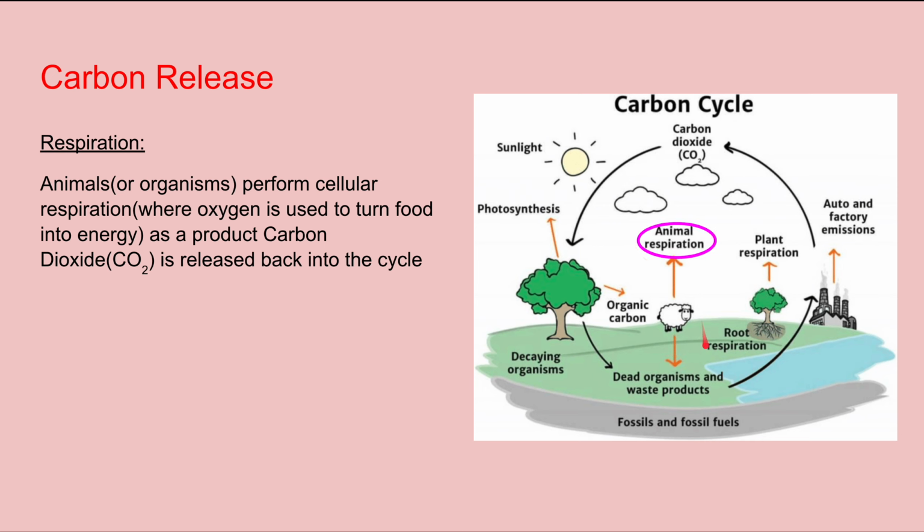Animal respiration. The lamb has used the oxygen from photosynthesis and now is doing cellular respiration. As a product, carbon dioxide is released back into the atmosphere, which can be used again in this cycle as well.